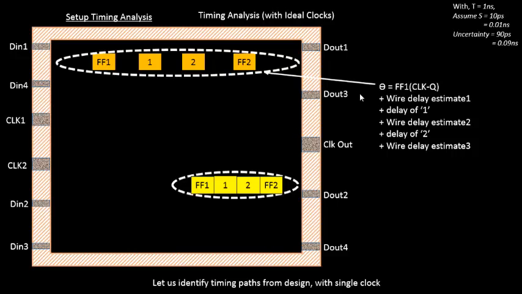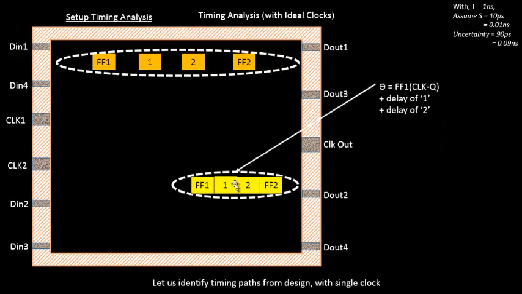Your combinational delay is the flip-flop 1 clock-to-Q delay, plus the estimated wire delay, plus the delay of this particular cell, plus the estimated wire delay between 1 and 2, plus the delay of 2, plus the estimated wire delay between 2 and flip-flop 2. So this will be your combinational delay.